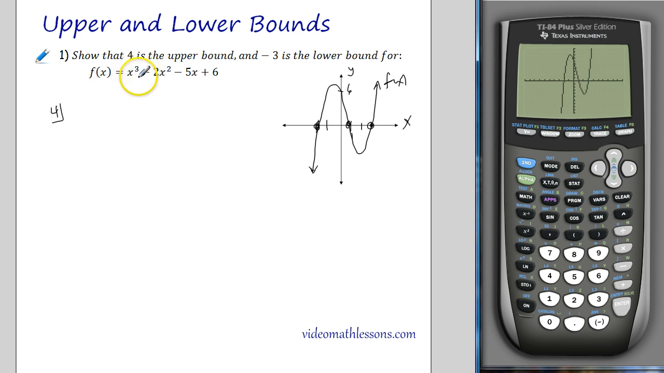I'm going to check to make sure I don't have any gaps in my powers. My degree is 3, so it's 3, 2, 1, so that looks good. So 1, -2, -5, and 6. You're going to do a synthetic division on this, and if this is the upper bound, it should all be positive. So I got 1, 4, 2, 8, 3, 12, and 18. They're all positive. Therefore, 4 is an upper bound.